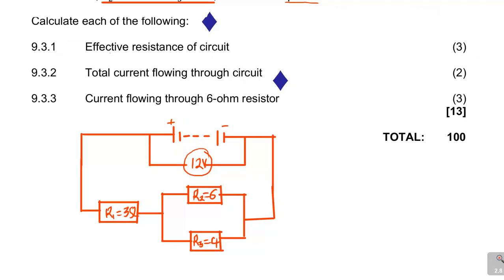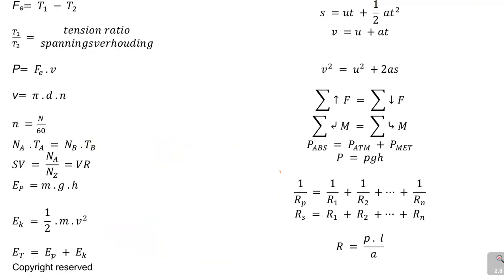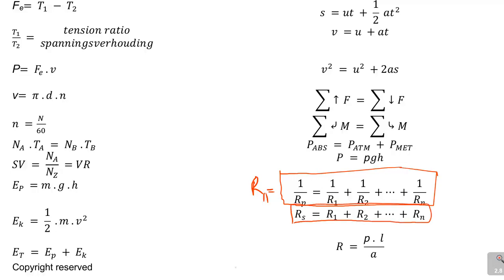Now let us look at this. The first one is 9.3.1. Calculate the effective resistance of the circuit. So we need to find, in other words, the total resistance of the circuit. So here we are focusing on that section of the part. You are adding those resistors. Now if you go to your formulas, your formula sheet has two types of resistors. This is resistors in parallel, which is given as RP sometimes, and then resistors in series, which is RS. So I'm going to use those two formulas here.